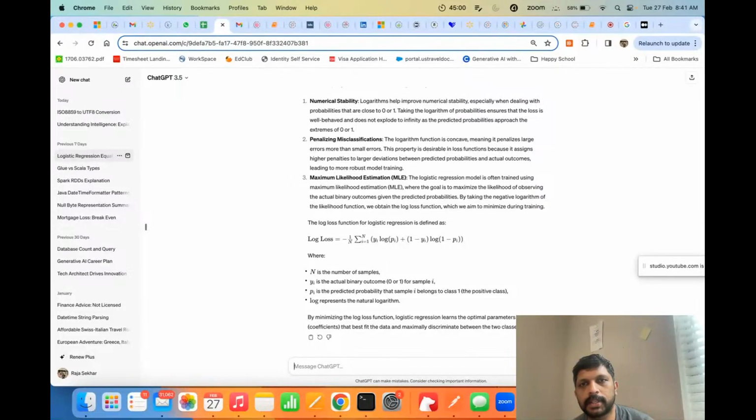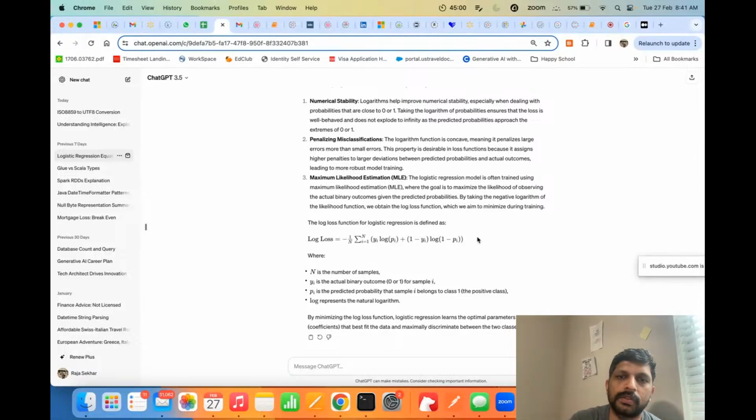Okay, penalizing misclassification. The logarithm function is concave, meaning it penalizes large errors more than small errors. This property is desirable in a loss function because it assigns higher penalties to large deviations between predicted probabilities and actual outcomes, leading to more robust model training.